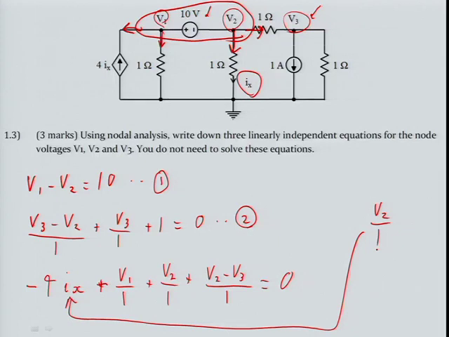Otherwise, it's like 4 equations in 4 unknowns. So a minor point, but I should actually replace that by V2 on 1. Replace IX by its value in terms of the node voltages. So that's the other thing. All equations in terms of V1, V2 and V3. And you just stop there.